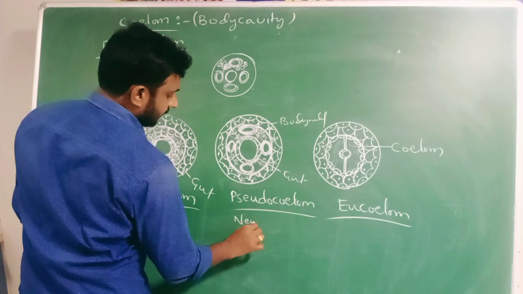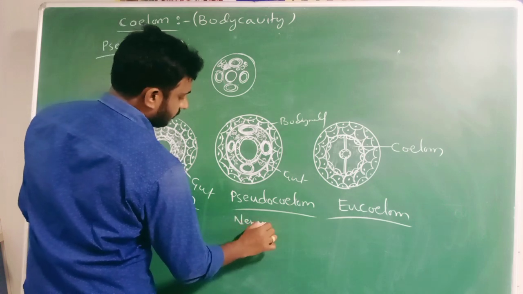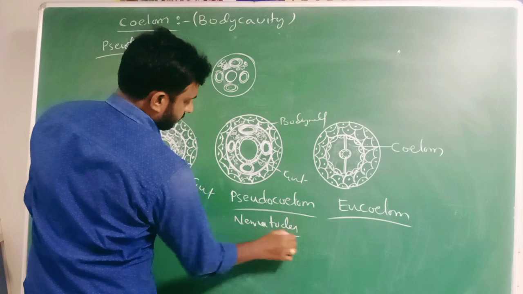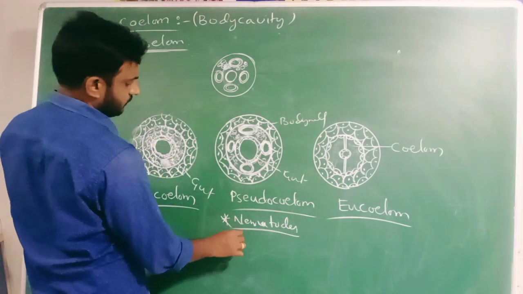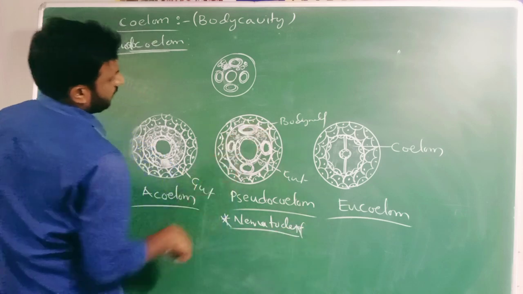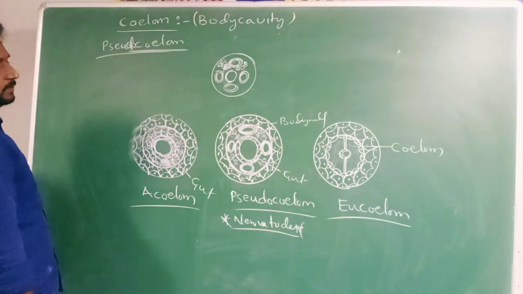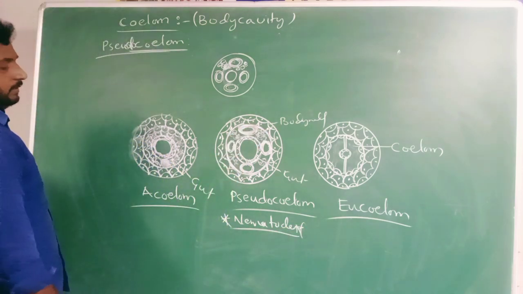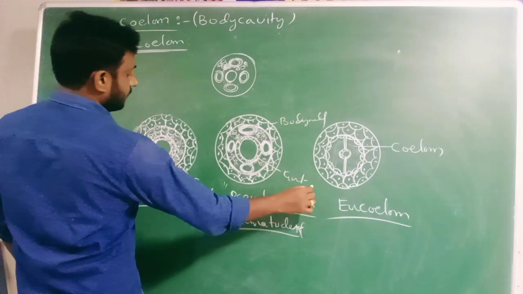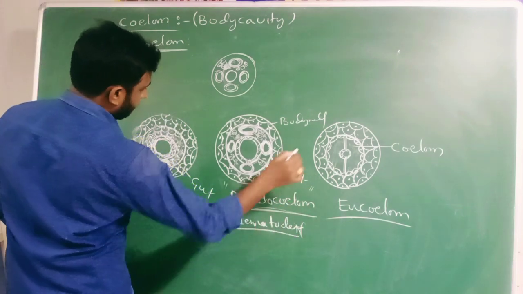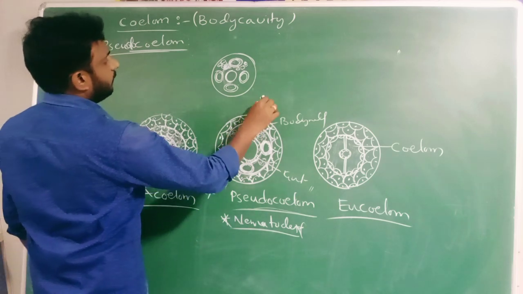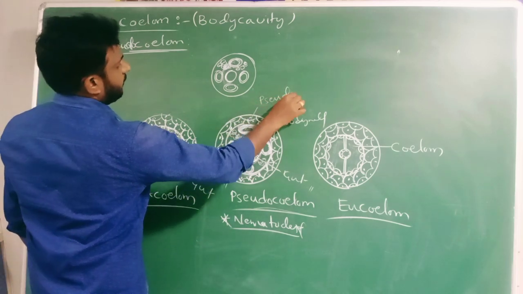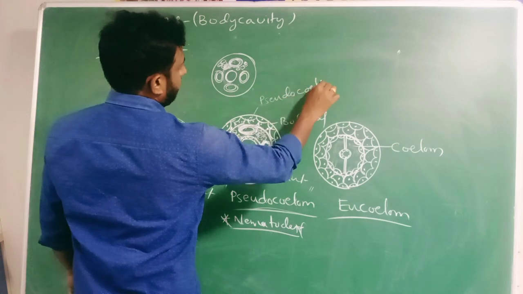Example for the pseudocoelom: nematodes, or Nemathelminthes. Nematodes, roundworms, have the pseudocoelom, false body cavity. Even though it is a pseudocoelom, it also exhibits the same functions as a eucoelom. Pseudocoelom is also filled with a fluid called pseudocoelomic fluid.